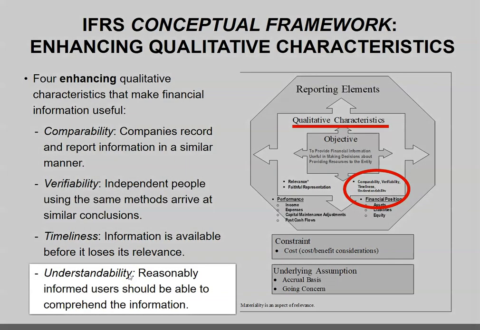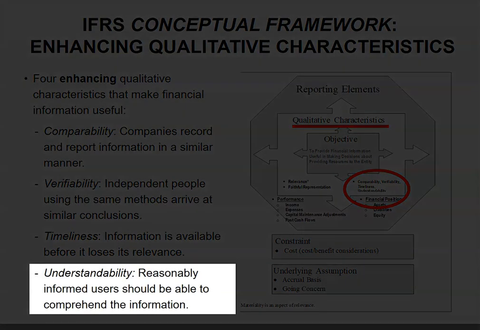Understandability is the fourth and final enhancing qualitative characteristic. Financial information must be presented in the financial statements in such a manner that it is easily understandable to an informed user.